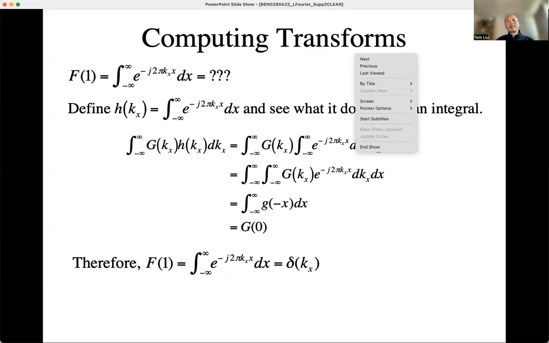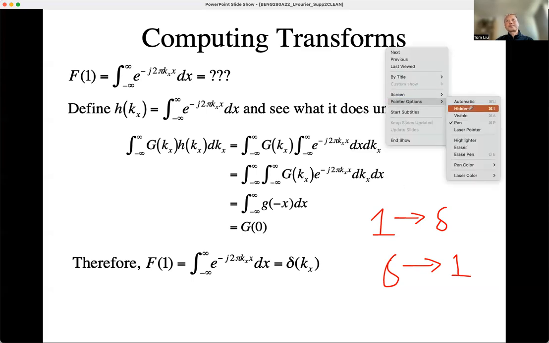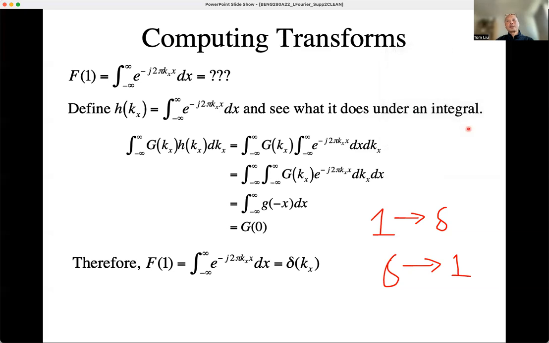So, for example, let me see if I can get the pen going here. Right, so if I have 1, that goes to the delta function. And then delta, sorry, that's not a very good delta, but you get the point, goes to 1. Hopefully I'll get my iPad working for next time. All right, so that's a useful Fourier transform pair to commit to memory: 1 goes to delta and delta goes to 1.